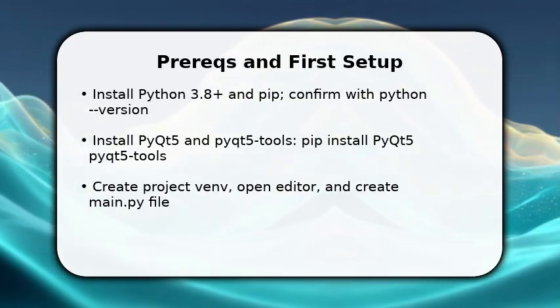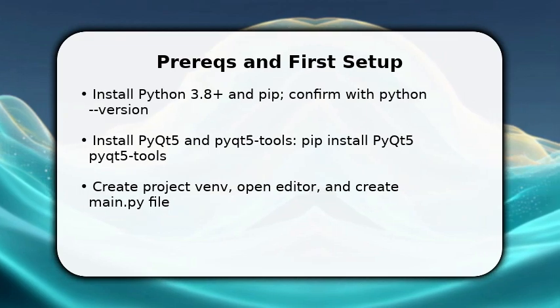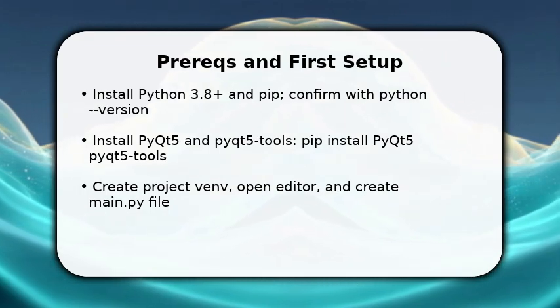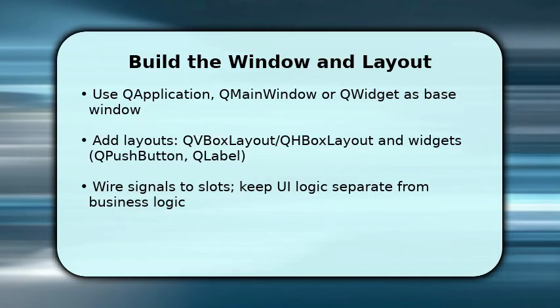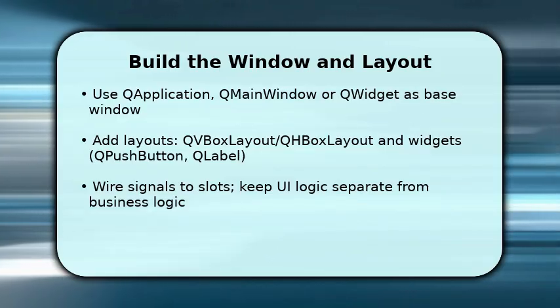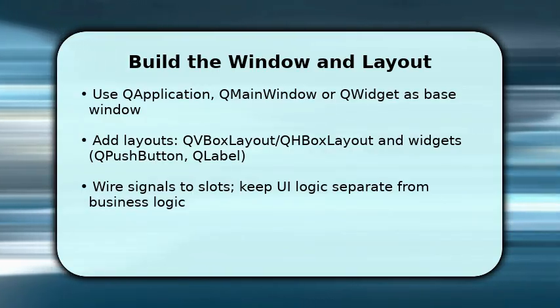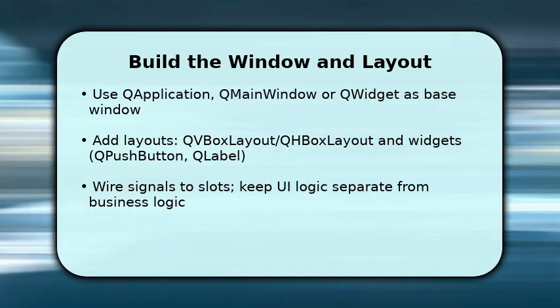You now compose the UI, instantiate QApplication, then create a QMainWindow or QWidget depending on needs. Once done, add layouts like QVBoxLayout and QHBoxLayout to organize widgets and place QPushButton, QLabel, QLineEdit as required. Make sure to connect signals to slots using clicked.connect or lambda wrappers so user actions trigger behavior. Keep the UI code focused on presentation and move data handling into separate functions.